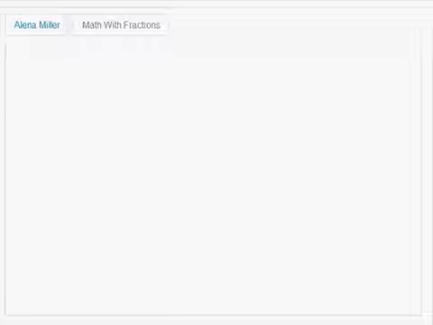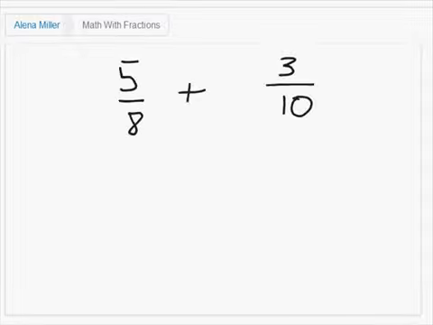Today I will be teaching you how to work with fractions. You will be learning how to add two fractions with different denominators. In this case, you will be adding 5/8 plus 3/10 equals something. The problem is we have different denominators.